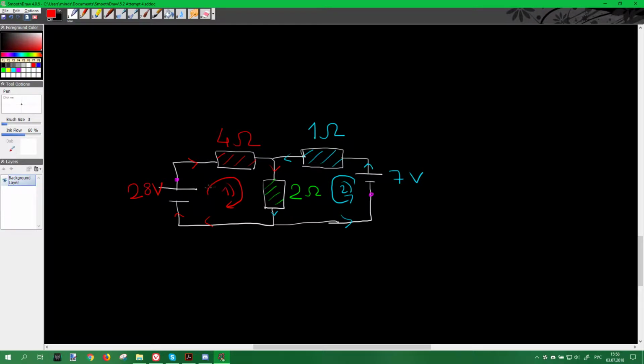Okay, first we identified the loops, then we found the start point, and finally we found the current direction in each of the loops. Now we need to apply the actual law. So what does the law state? The law states that the voltage drop across the loop is 0.